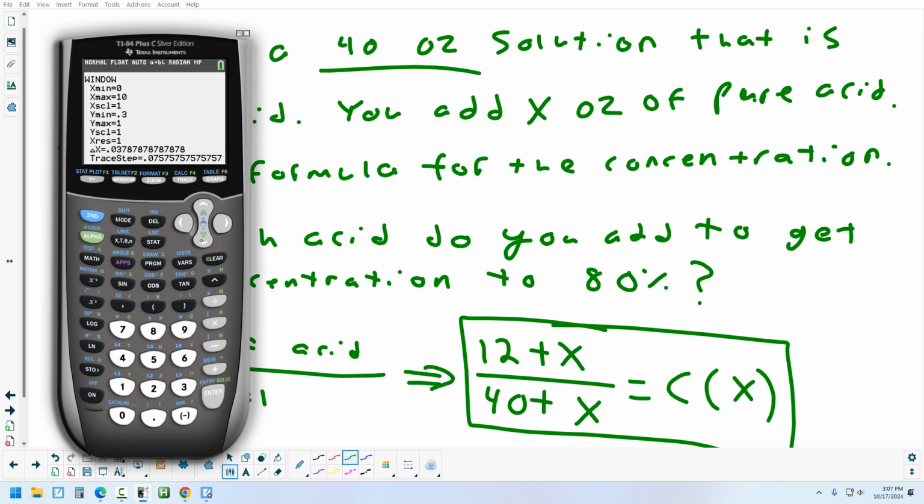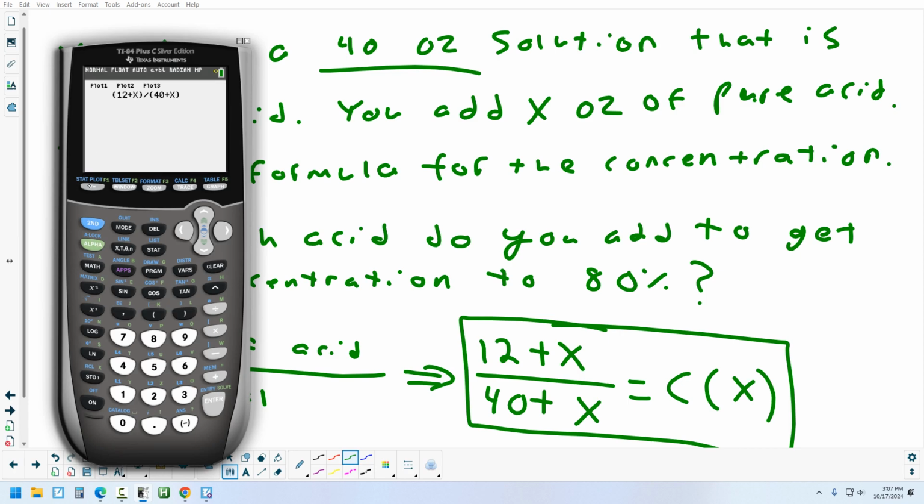And then the X max is the upper limit on how much acid we're going to pour in. So if we hit graph, we should get a nice curve that shows us our concentration. And we're trying to figure out when the concentration reaches what level?